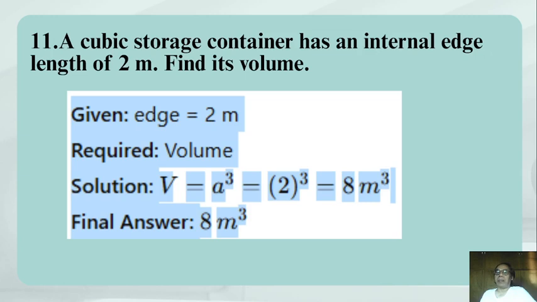Number 11. A cubic storage container has an internal edge length of 2 meters. Find its volume. So we are given the edge a 2 meters and then required the volume. The solution, the formula for a cube is V equals edge a cubed. Substitute now the given data and the final answer is 8 cubic meters.